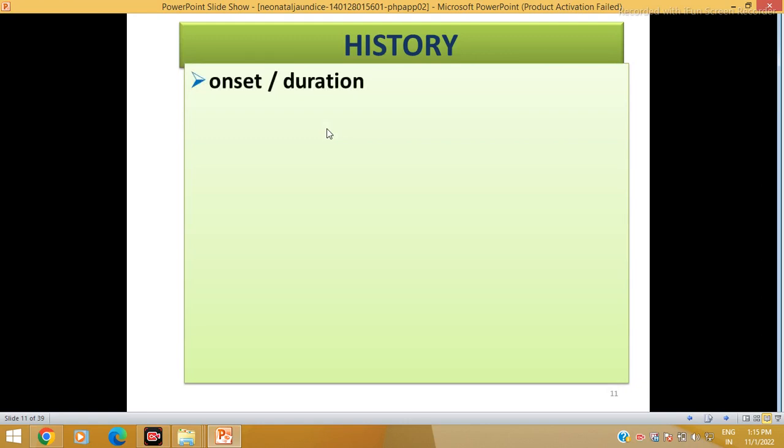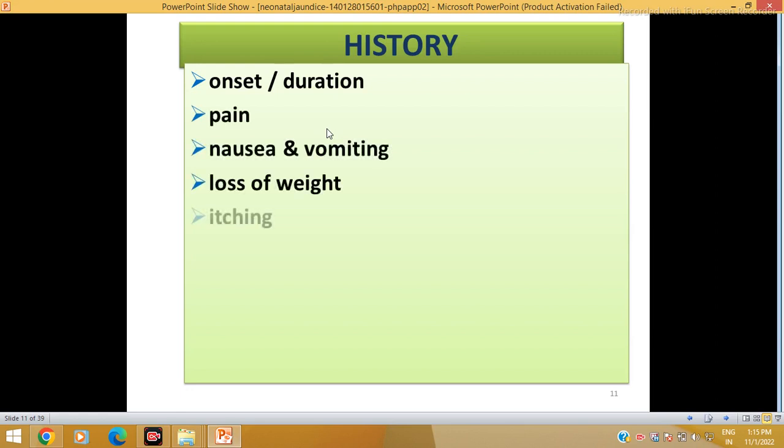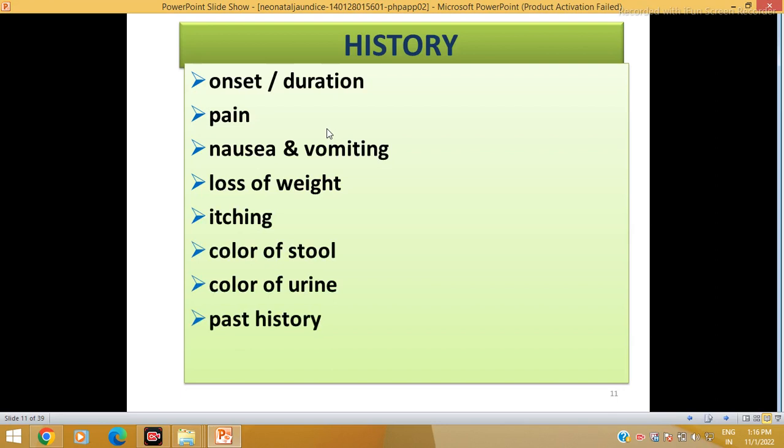Then the onset and duration, like how long it takes, so we can differentiate between pathological, physiological or any other type. So onset and duration are very important. Then pain, nausea and vomiting, loss of weight, itching, color of stool, color of urine, and past history. Whether the mother has any history of infection or any metabolic or medical disorder.